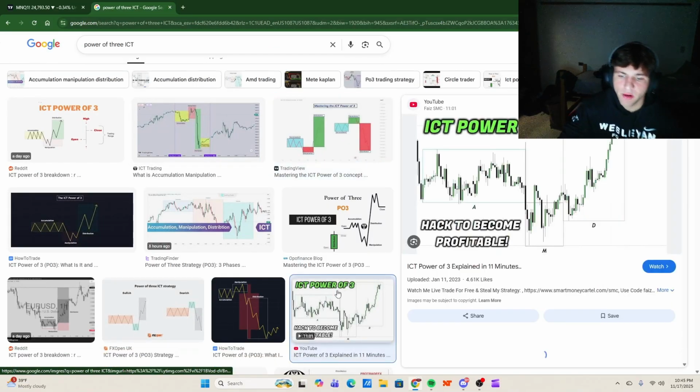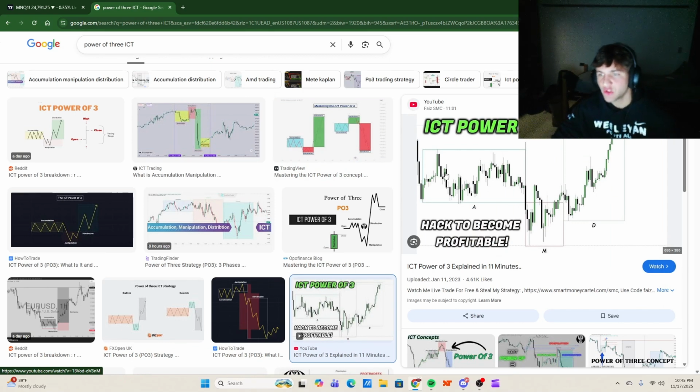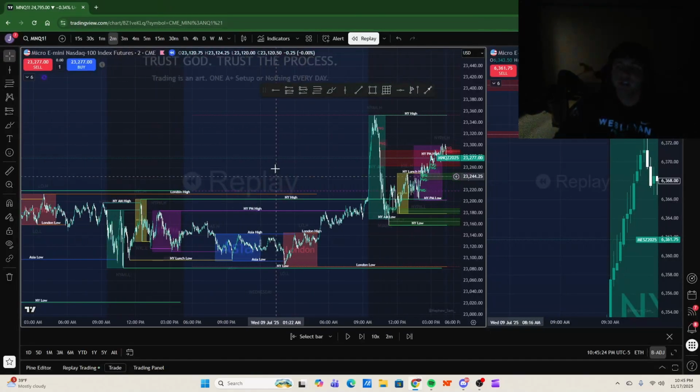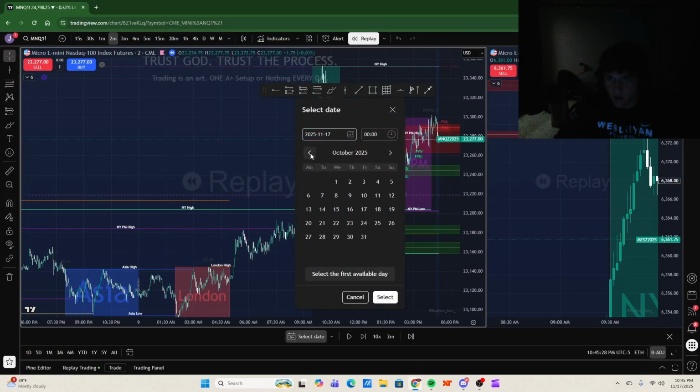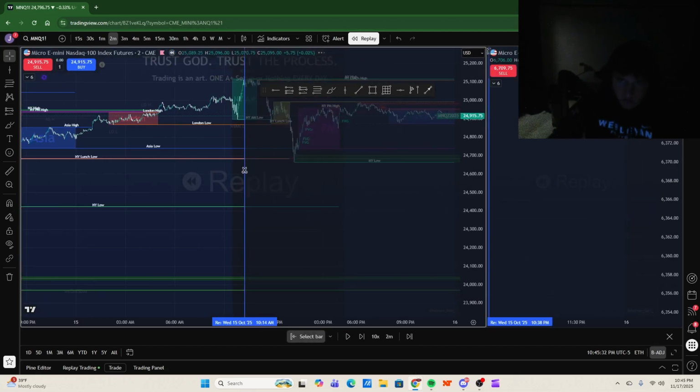But overall, the power of 3 is insane. You're going to accumulate so that price can get prepared for that new candle to open up. You're going to manipulate to make the wick, and then you're going to distribute. It happens every day. There are people that trade it solely, like only the power of 3. People like 4-hour candle pattern traders. All right, here we go.